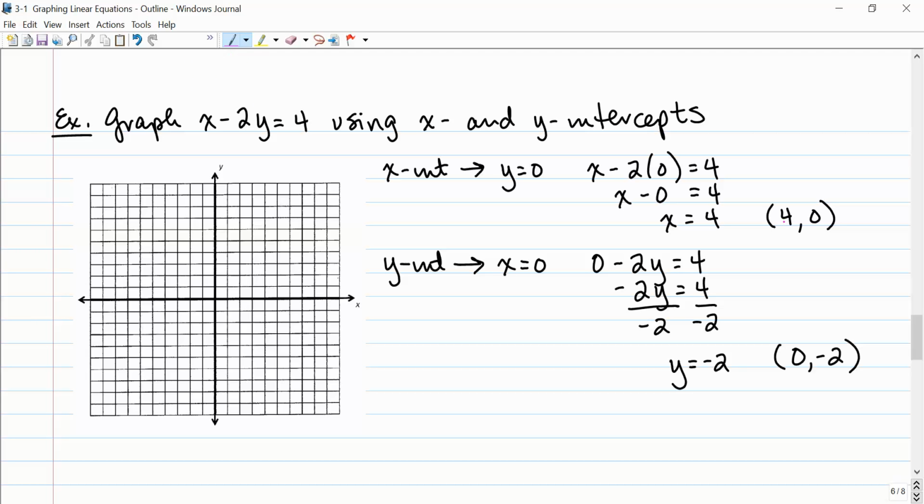So I will graph these 2 points. The point (4, 0) is right here. That's my x-intercept. The point (0, -2) is right here. That's my y-intercept. And to graph the line, I just connect those 2 points.